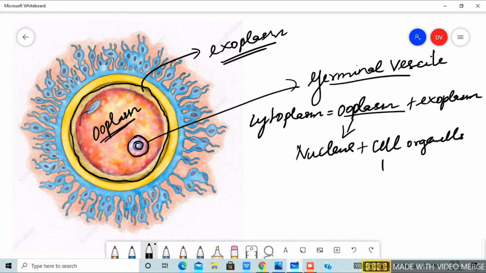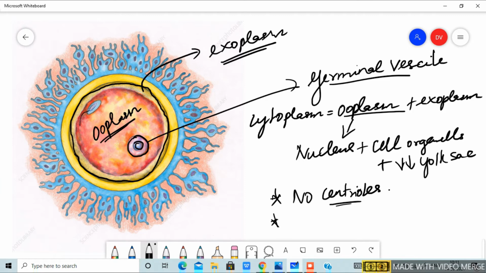And that very microlethal yolk sac, very little yolk sac, is also there, right? And talking about what is not present, you can say centrioles. No centrioles, they do not have centrioles, right? And then they have more amount of mitochondria, the powerhouse, right? So these are the things which you have to know regarding the egg cell, right?